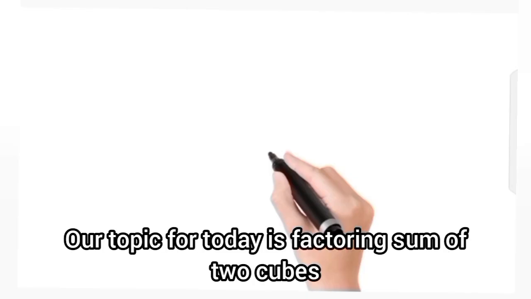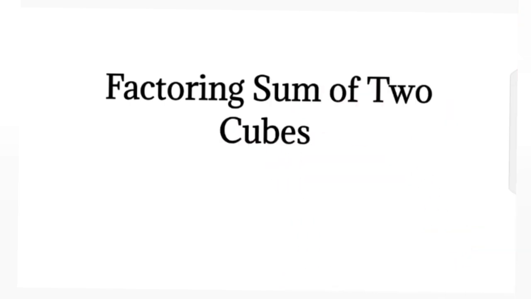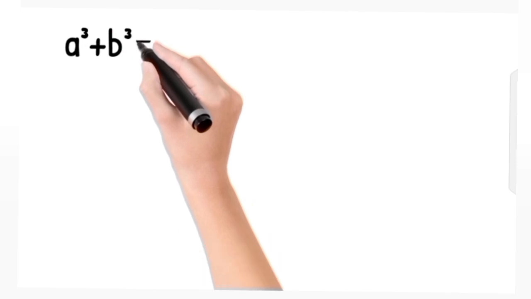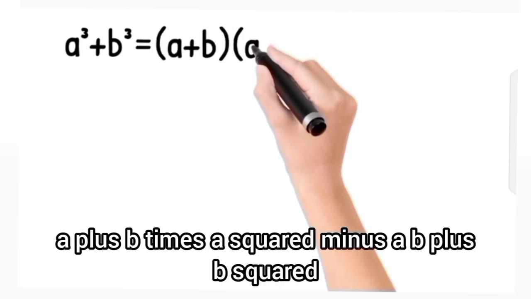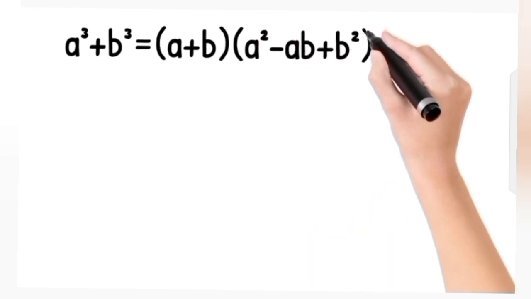Our topic for today is factoring sum of two cubes. Sum of two cubes is in the form a cubed plus b cubed equals a plus b times a squared minus ab plus b squared.